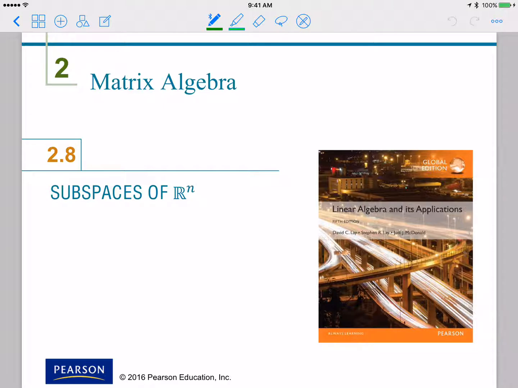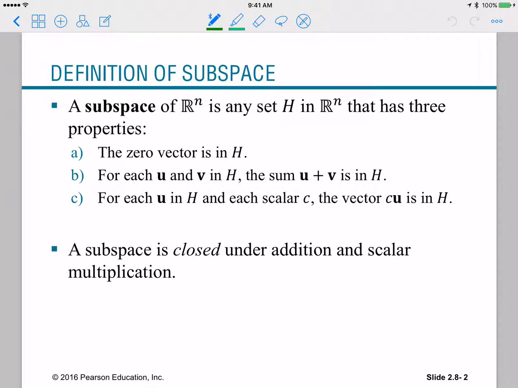All right. Today, we will study what we call subspace of Rn. So, what is basically a subspace? And then I'm gonna give you another term that we can compare against, which is a subset.